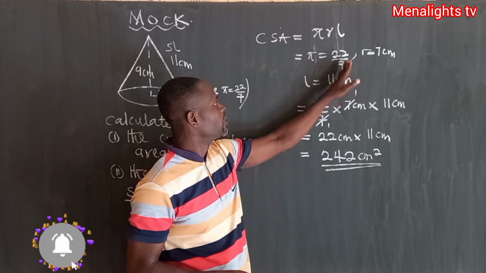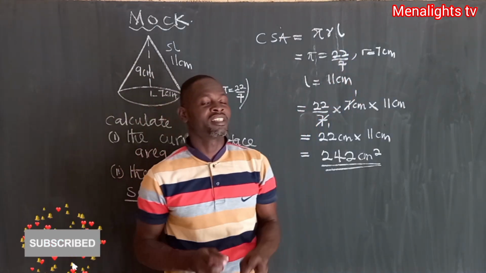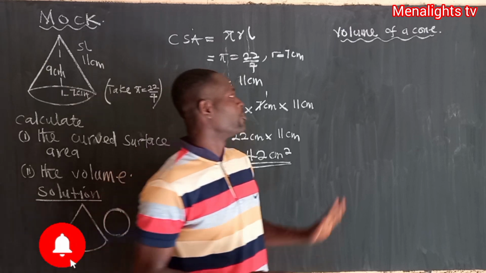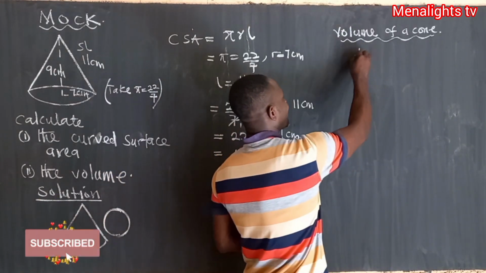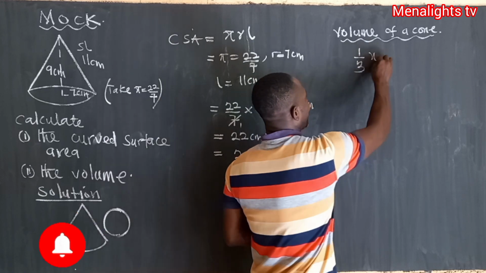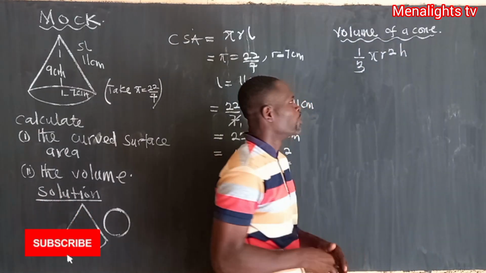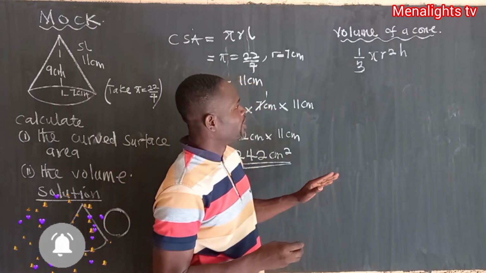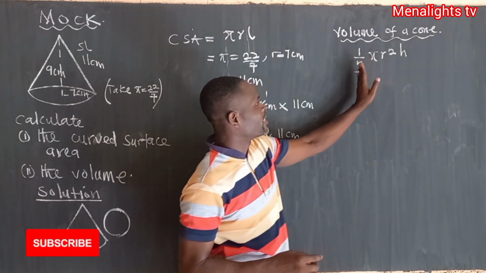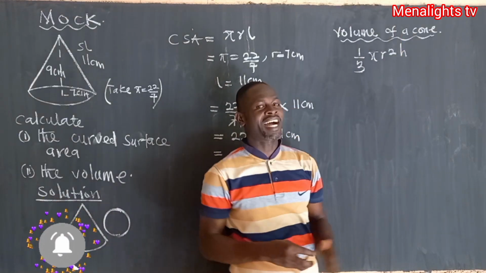If the slant height is 11, the radius is what? 7 centimeters. So we come to the volume of a cone. The volume of a cone is 1/3 pi radius squared, and then the height. So that is to say, 1/3 of what? The area of the circular base times what? The height of the cone.